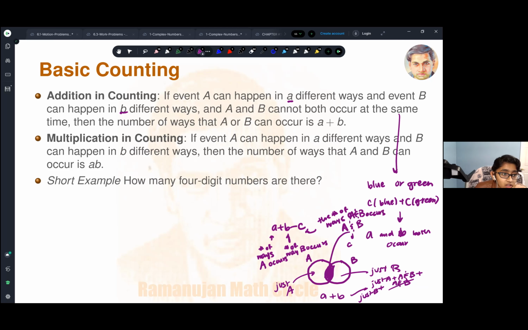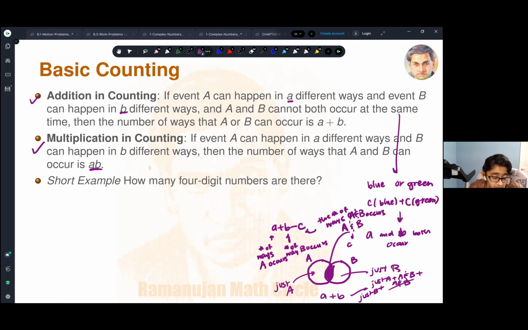Okay, so now let's look at multiplication counting. If an event A can happen in A different ways and B can happen in B different ways, then the number of ways that A and B can occur is A times B. This is really important to know because it can be used to find the value of C that we talked about in the previous discussion. These two principles are really important and you'll always want to remember them. As time goes on, you'll get these into practice. So let's start with a short example.